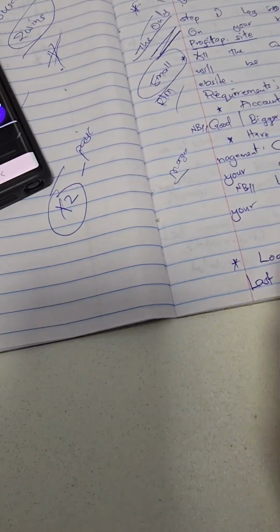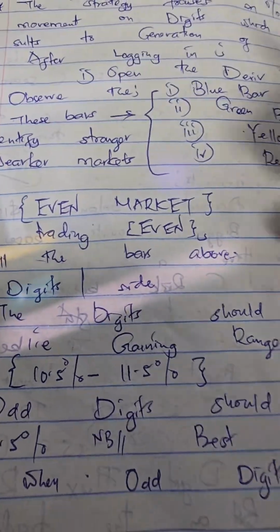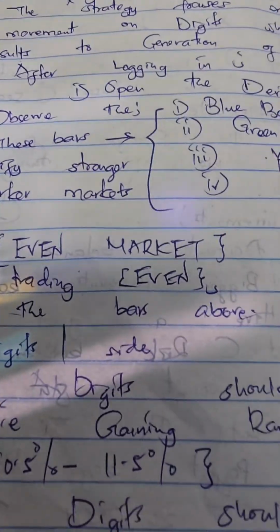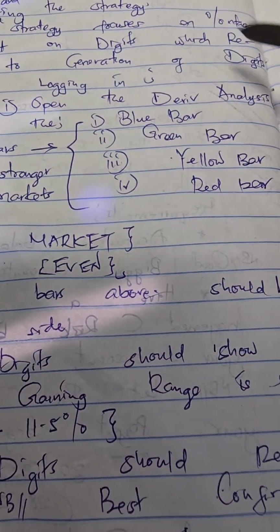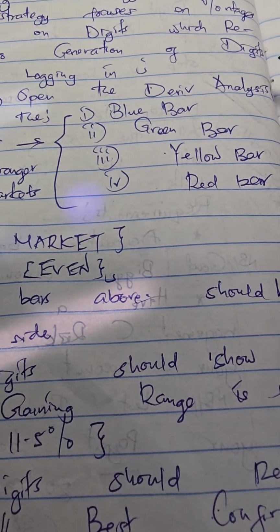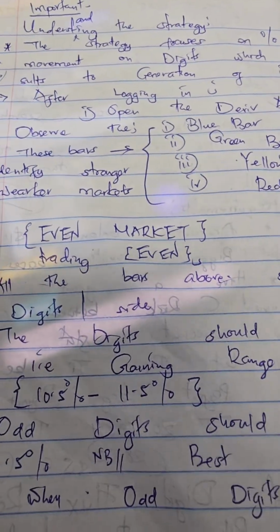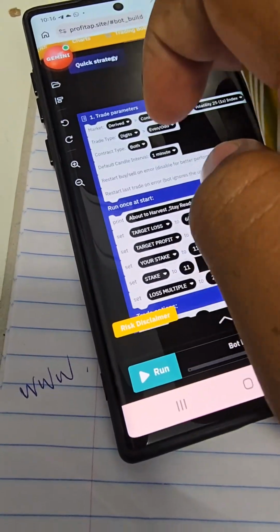Okay. So after that, let's go to the next thing that you're supposed to do. So important, you need to understand the strategy. Now this strategy focuses on percentage movement on digits, which results to generation of digits. Now after logging into the website, open the derivative analysis tool, this one right here.